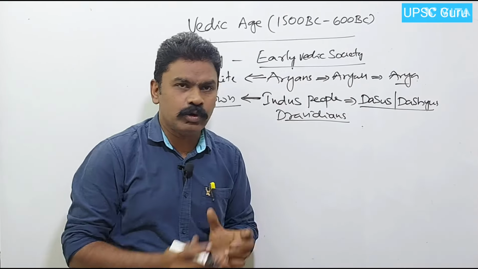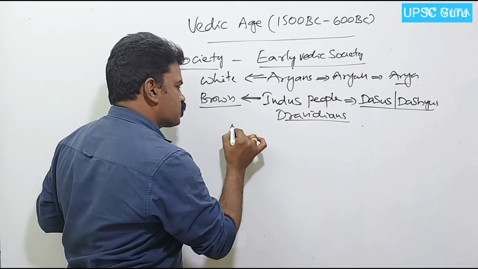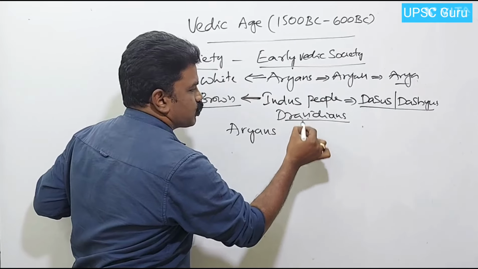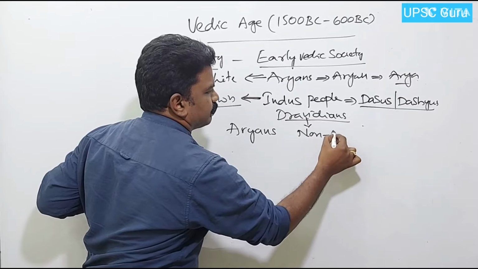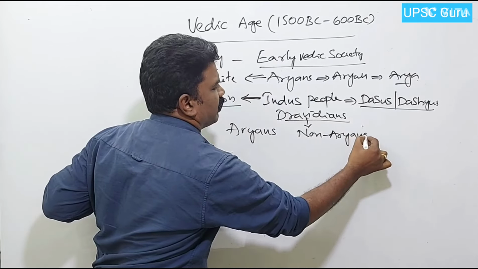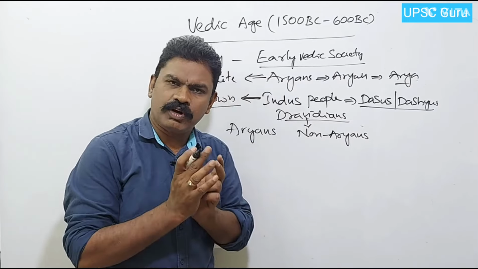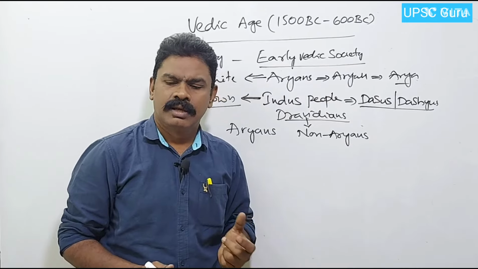In that society, both Aryans and non-Aryans lived. The Dasus were called non-Aryans. Both lived in the society. Aryans and non-Aryans fought each other. There is a recorded war between the Aryans and non-Aryans.